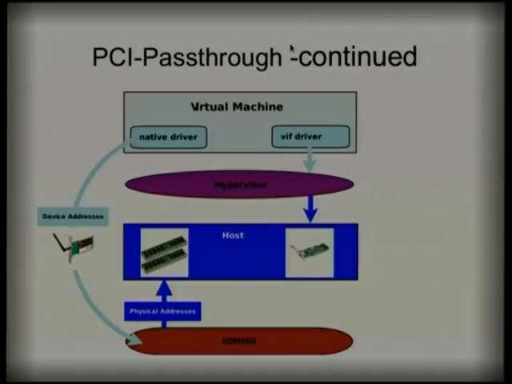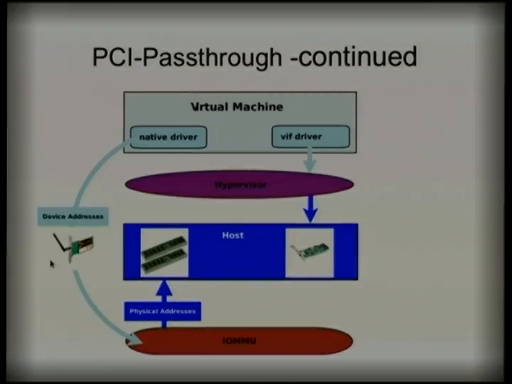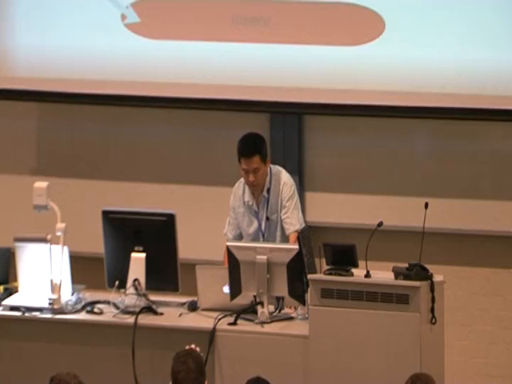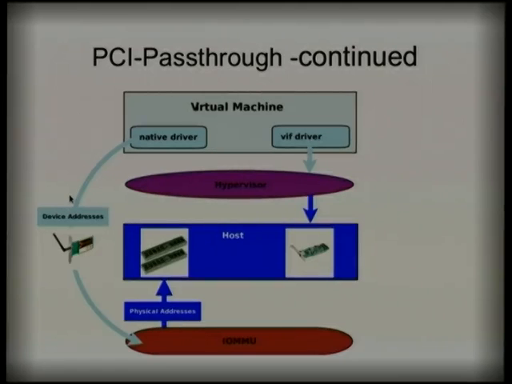With PCI pass-through, the PCI device, here we can see a wireless network card, the hypervisor will present the physical device to the VM, and the VM will use the native driver to talk to the device address of the PCI network card. Then the IOMMU will translate to the actual physical address to finish the operation.